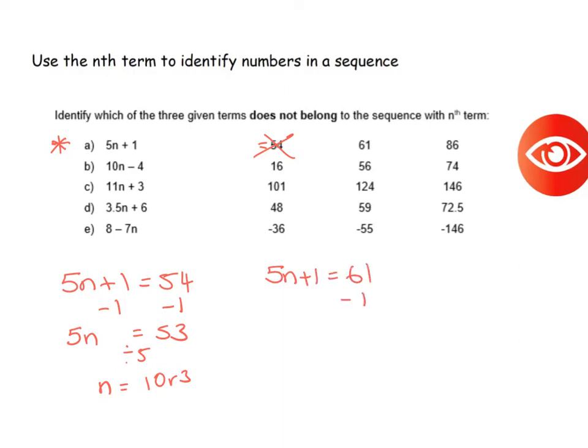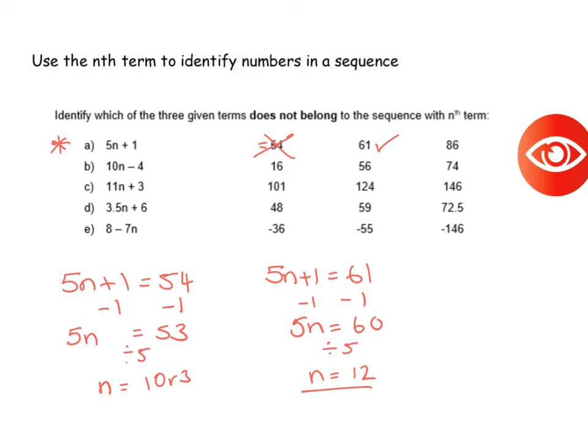I'm just going to do the 61, and then you can see when it does work. So we're going to take away the 1 from both sides, and that's going to give me 60, and then we're going to divide by 5 again, so n is 12. So we can see that 61 is in the sequence, as would 86 be as well if we repeated the process. So it's all about generating an equation from the expression that they give you.